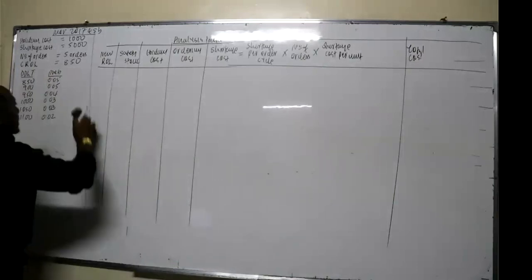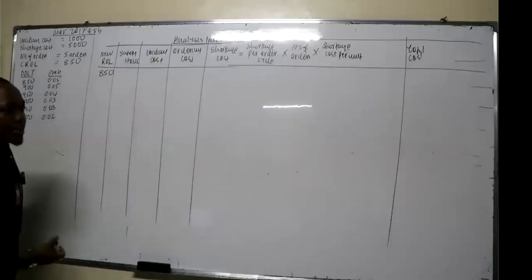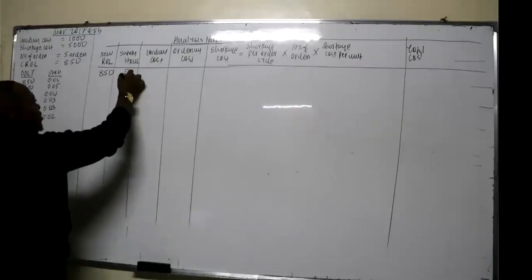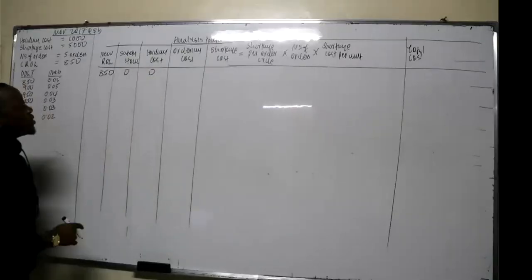So we start with the current reorder level. Now our current reorder level is 850. If our current reorder level is 850 and we decide to order still 850, how much will be our safety stock? 0. That means there is no additional holding cost.